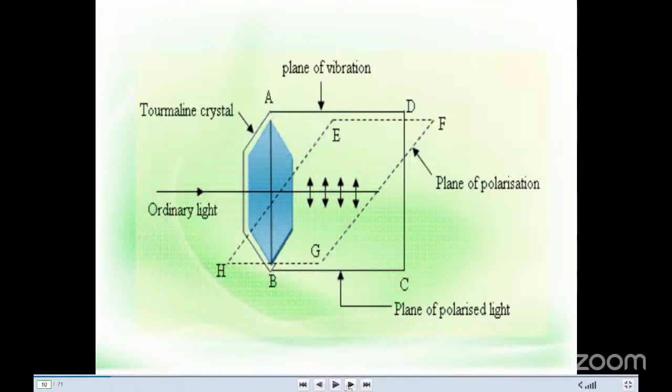So you can see the tourmaline crystal. Before that, calcite crystal, double refraction. So by considering a tourmaline crystal here, ordinary light is passing through this, and the vertical unpolarized light may be coming out and emerging from the tourmaline crystal. So the plane of vibration is along this, and the plane of polarized light is along the BC direction, whereas along the EG direction there is a plane of polarization.